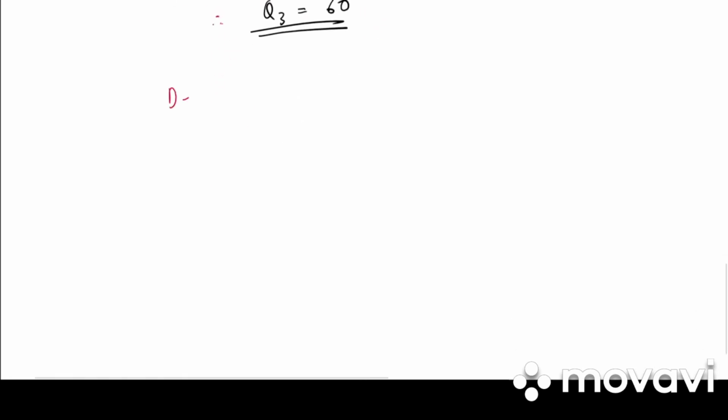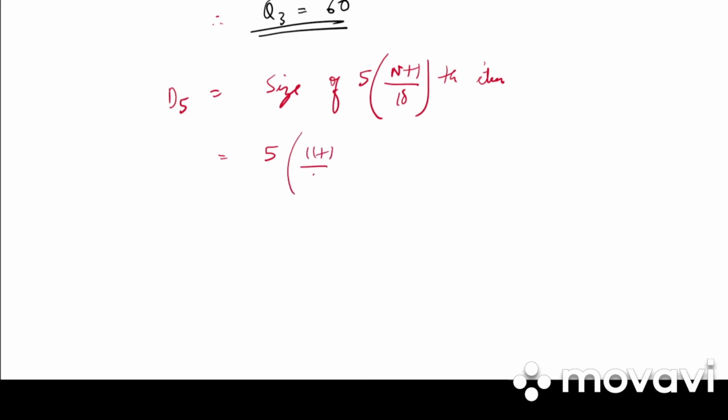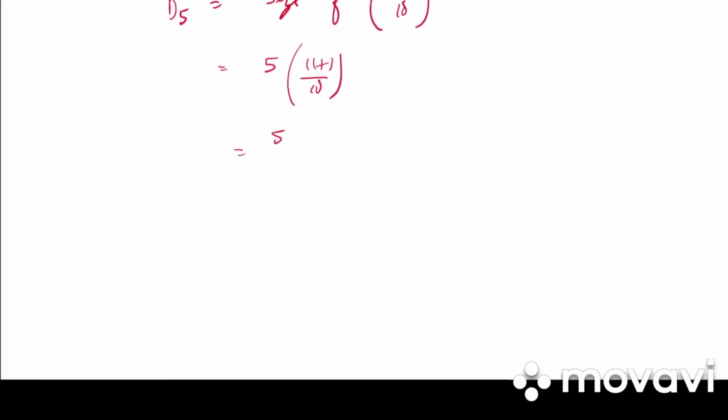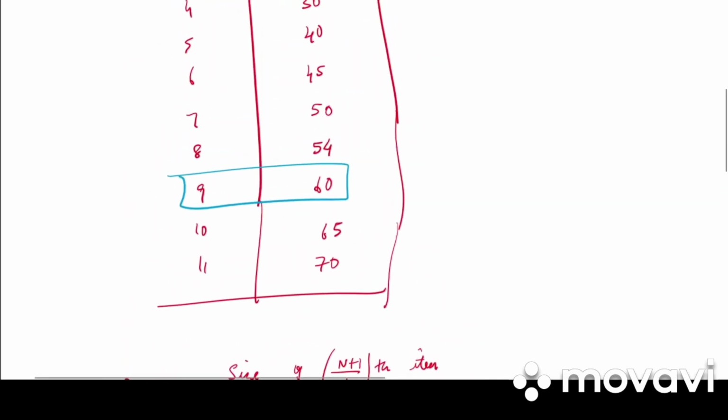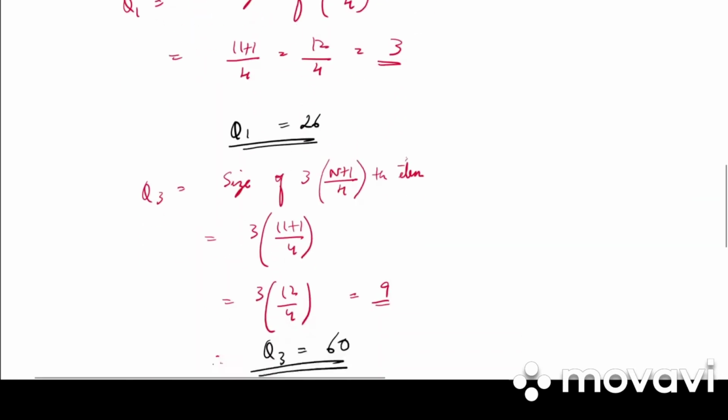Next they have asked us D5. What is the formula? Size of 5 into n plus 1 divided by 10th item. So 5 into 11 plus 1 divided by 10, 5 into 12 by 10. 5 ones are 5, 5 twos are 10, so 6th item. So go to the table, which is the 6th item. 45. Therefore, D5 is equal to 45.